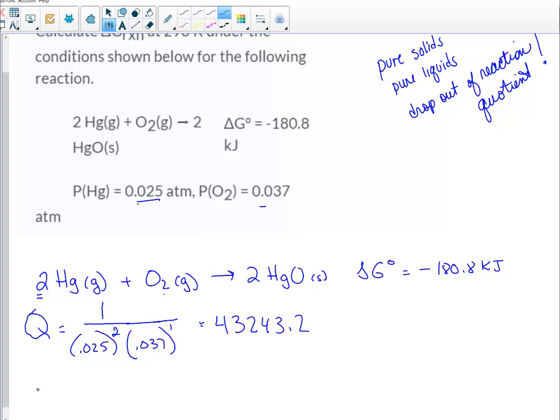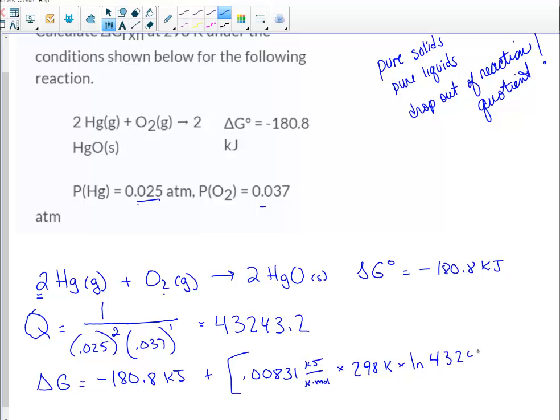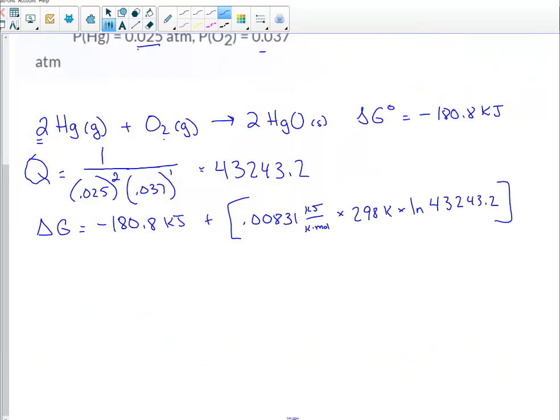The delta G of this reaction in the non-standard conditions is found by taking the delta G standard, negative 180.8 kilojoules, and adding on a conversion factor, a little adjusting factor, RT ln Q. R is the ideal gas constant in kilojoules, 0.00831 kJ per Kelvin mole, times your standard temperature, 298 Kelvin, times the natural log of this very large reaction quotient, 43243.2. Let's simplify RT ln Q.